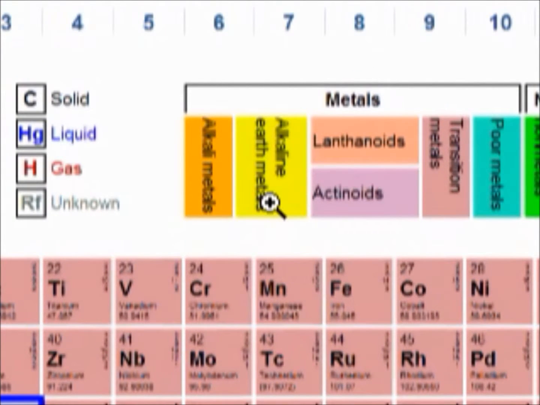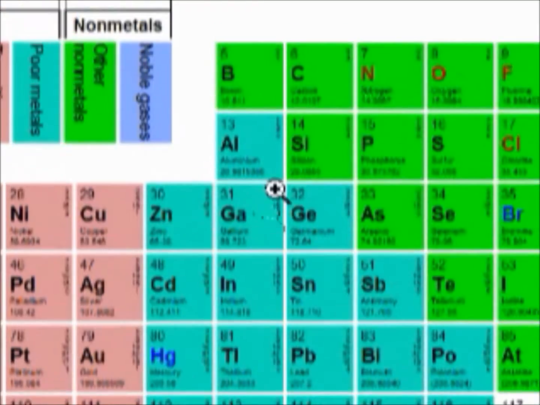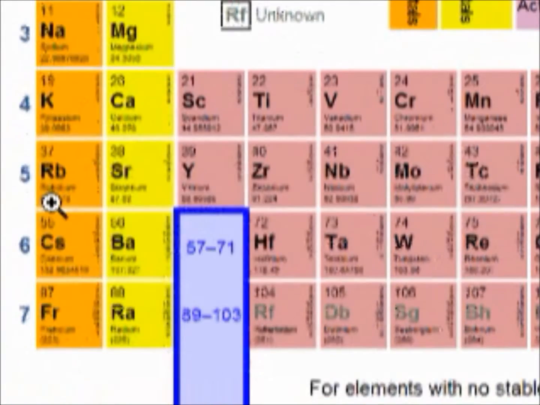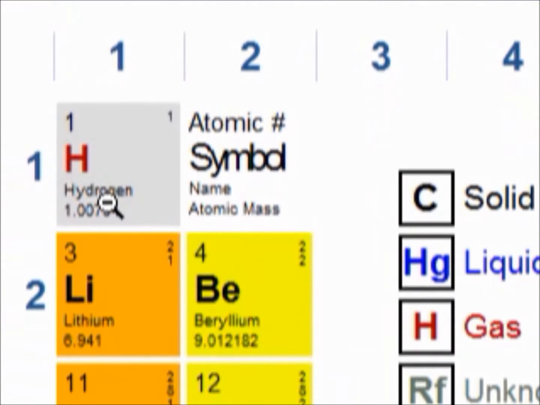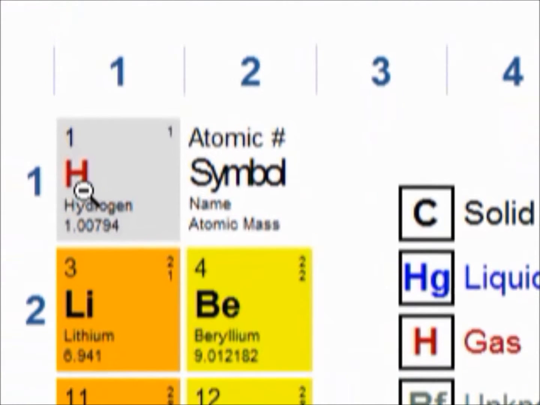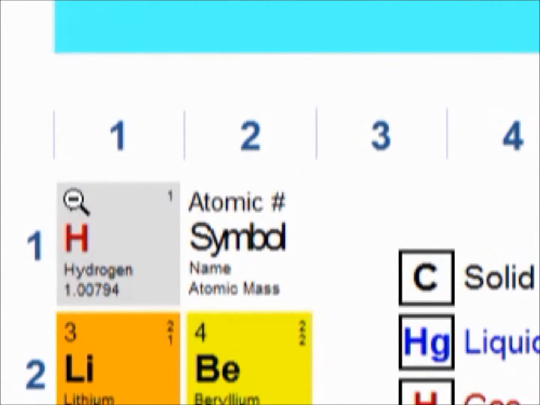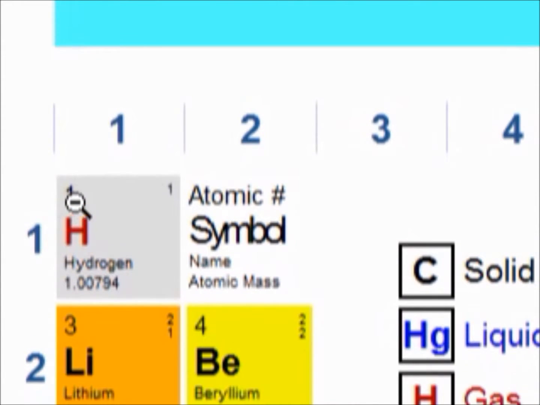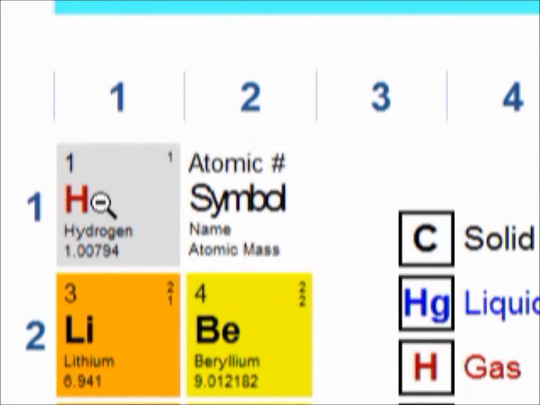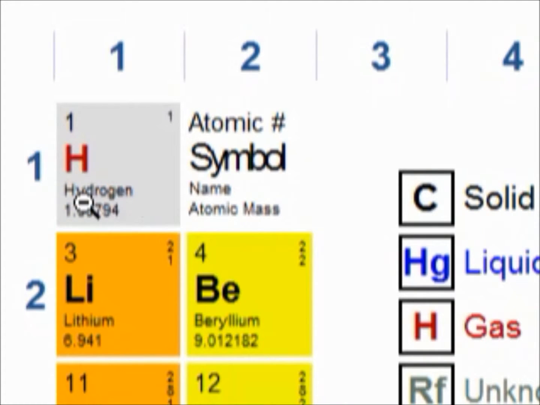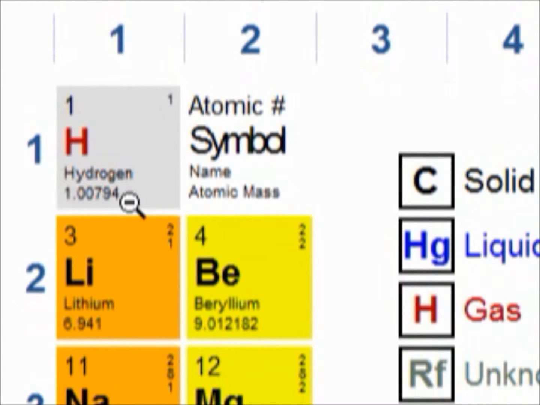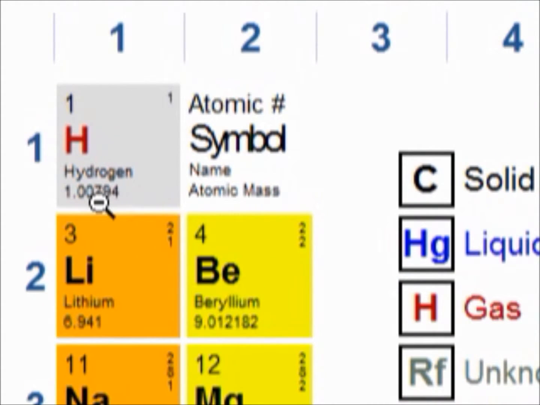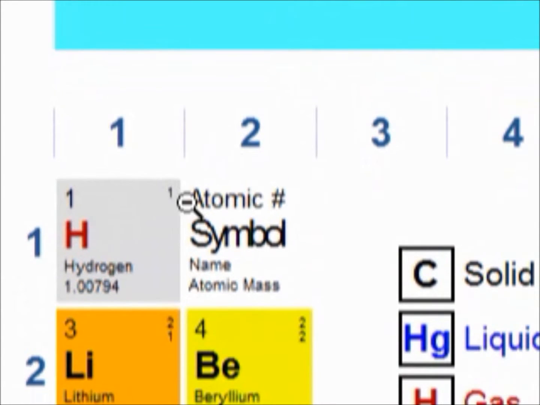So the atomic number, if you were to look at one of these little squares, let's just look at hydrogen. The atomic number is up here, which is 1. Then here's the chemical symbol, which is H. Here's the element name, hydrogen. And then the atomic weight, which is the number below it. And here's the number of electrons in each shell.